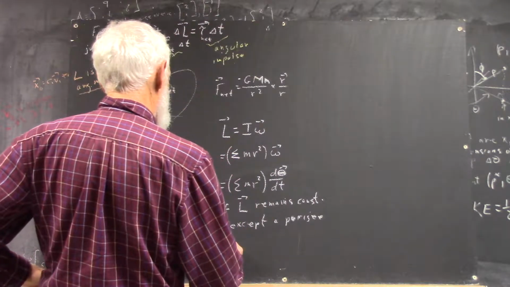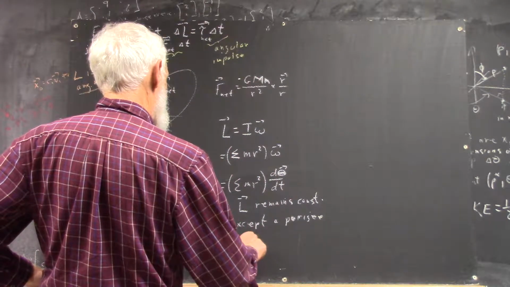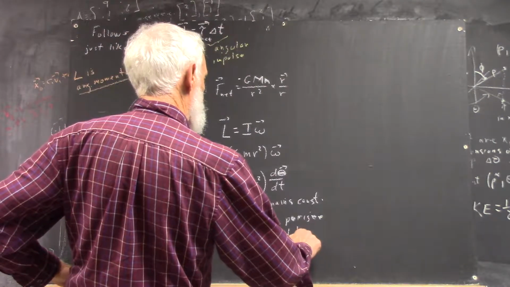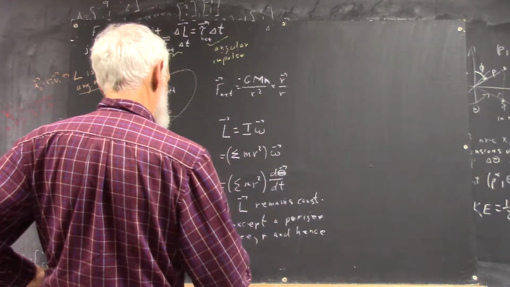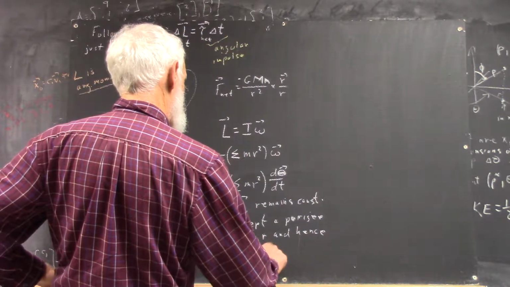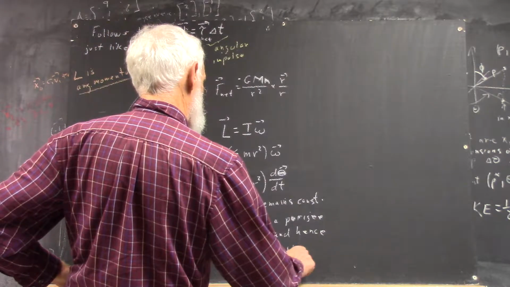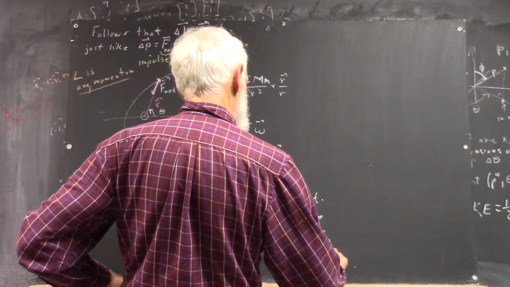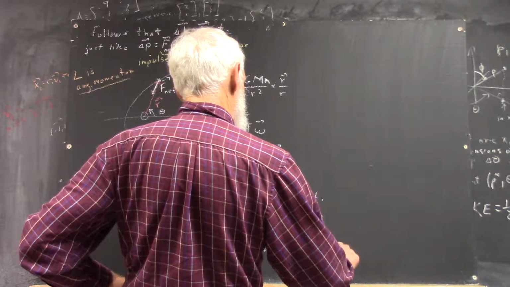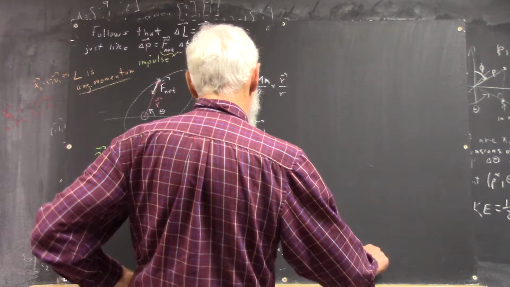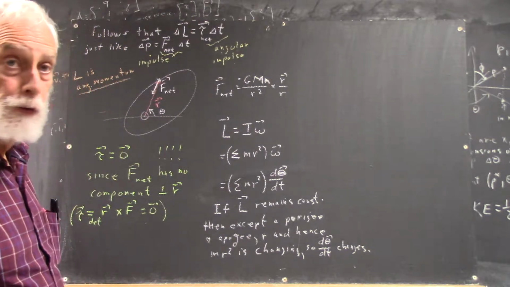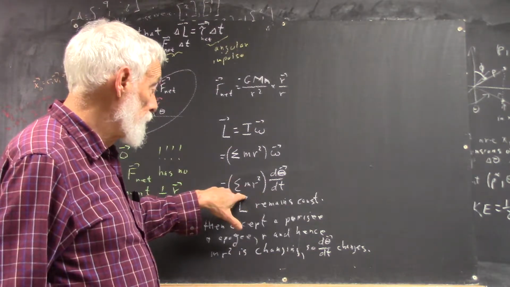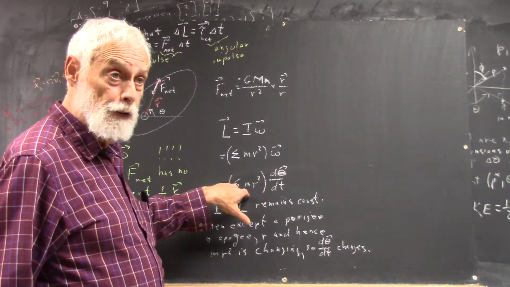Okay? So if L remains constant, then except at perigee and apogee, R and hence MR squared is changing. So that d theta dt changes accordingly. Because L stays constant. If this gets smaller, this gets bigger. If this gets bigger, this gets smaller.